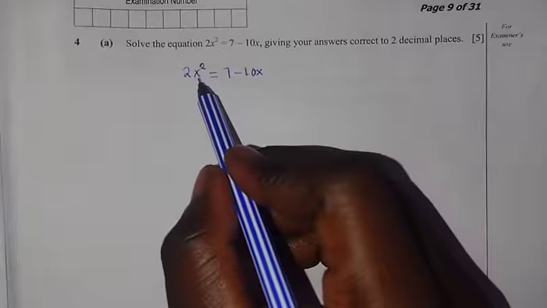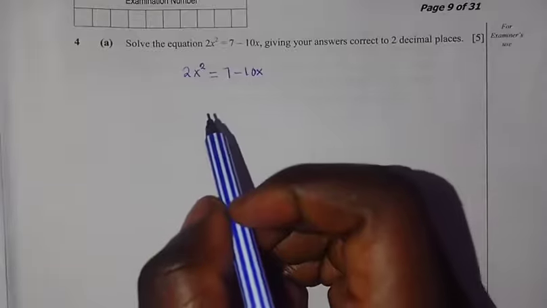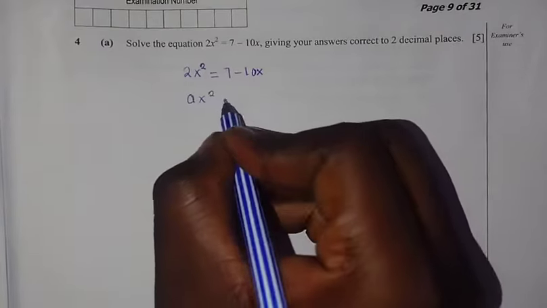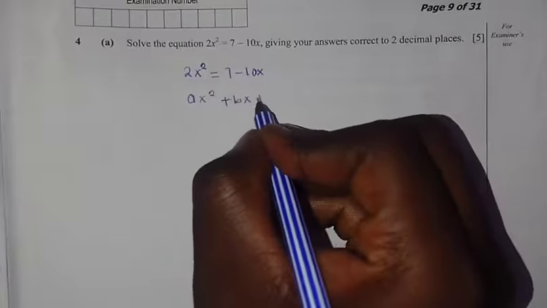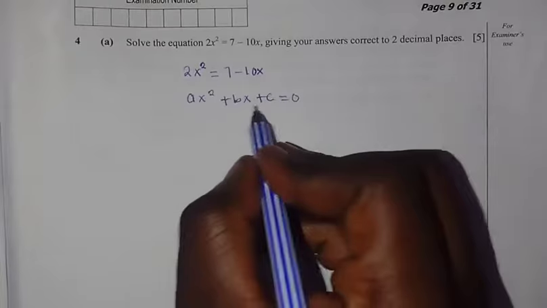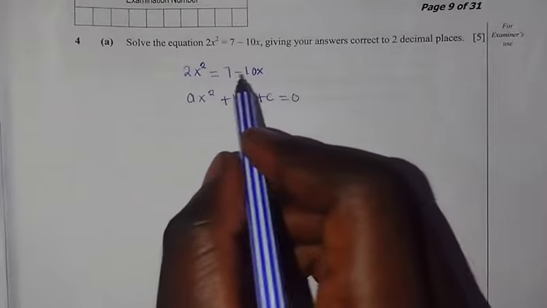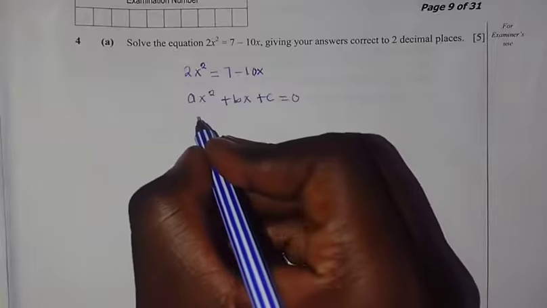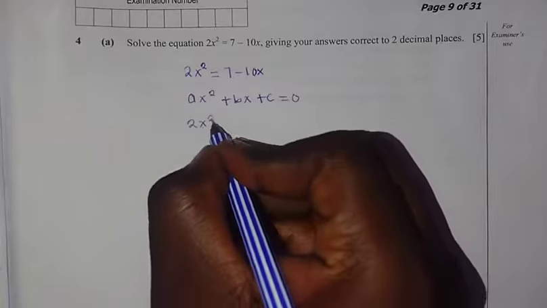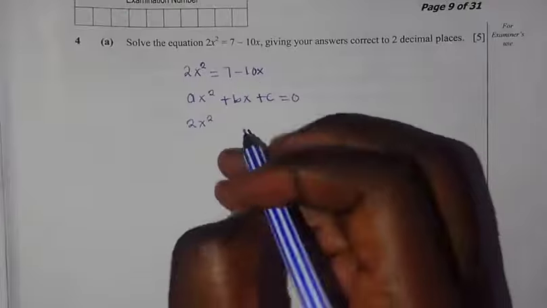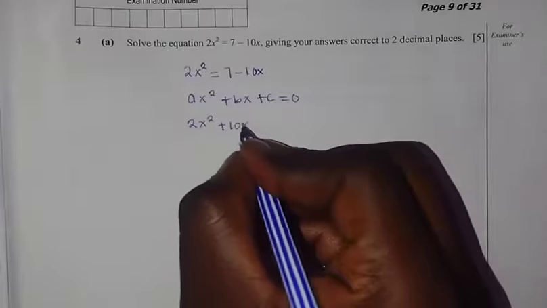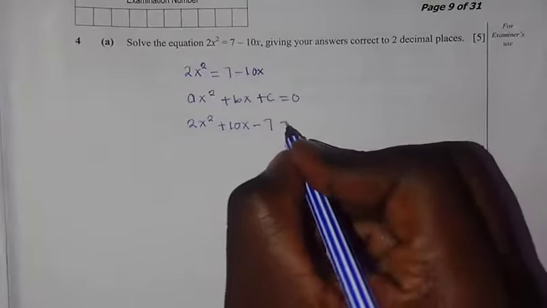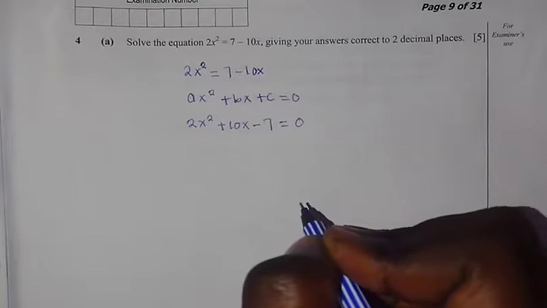Now, this is a quadratic equation. Why? Because x is raised to the power of 2. So we know that the general form of a quadratic equation is ax squared plus bx plus c equal to 0. So we should rewrite this one that we have been given to this form, starting with the x term with the highest power. So we have 2x squared. So get minus 10x to the left hand side to be a plus 10x. Then this positive 7 to the left hand side to be a minus 7. So on the right hand side we are going to remain with a 0.